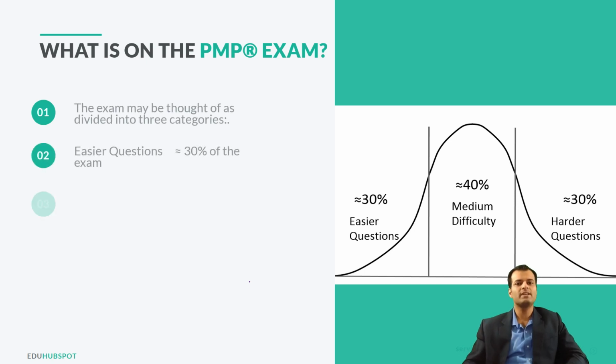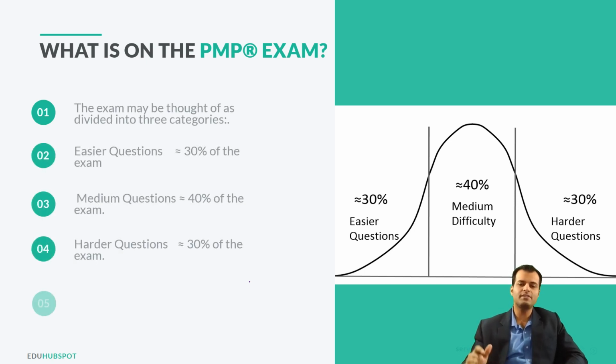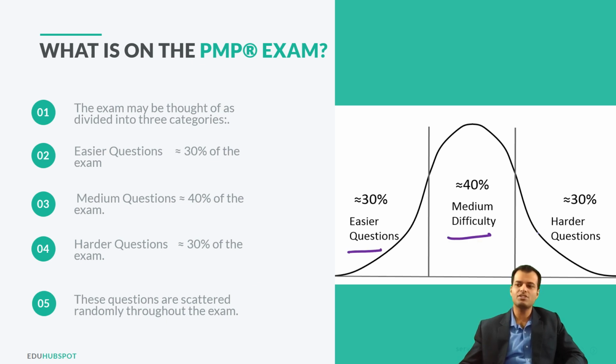So what is on the PMP exam? They have divided this exam into 3 sections, which are the easier questions, medium difficulty questions, and the harder questions. And they are randomly scattered. We have a different strategy for each of these types of questions.